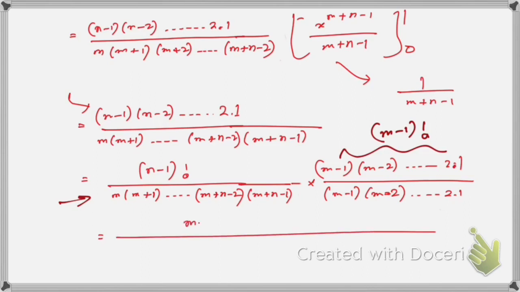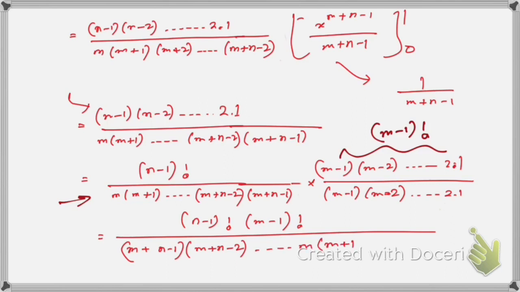So in the numerator we have got n minus 1 factorial and m minus 1 factorial, and the denominator can be rearranged as m plus n minus 1 into, if you change the order of the terms, m plus n minus 2 and so on up to m plus 1 into m, then m minus 1 into m minus 2 and so on up to 2 into 1. You can change the order, then this denominator will be m plus n minus 1 factorial, right?